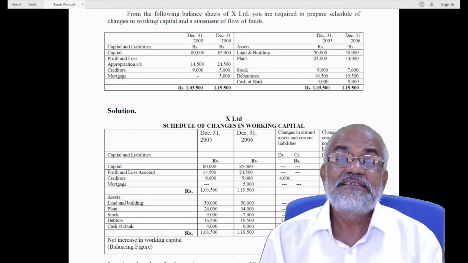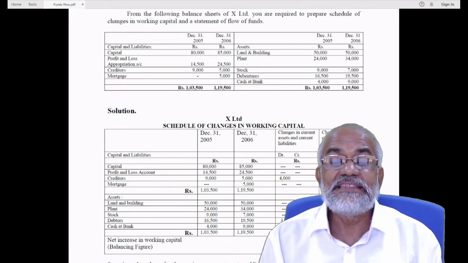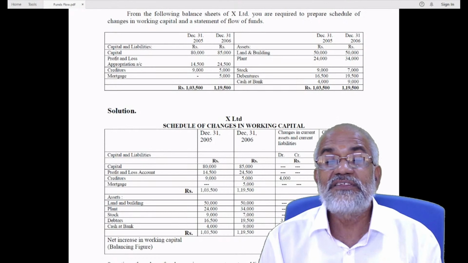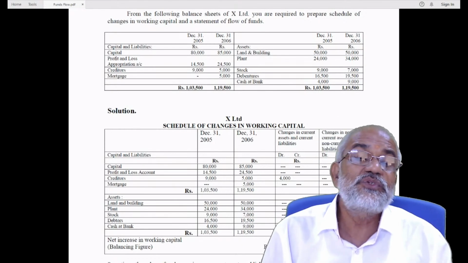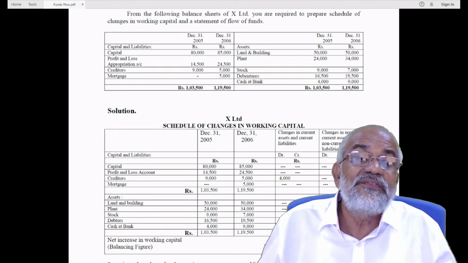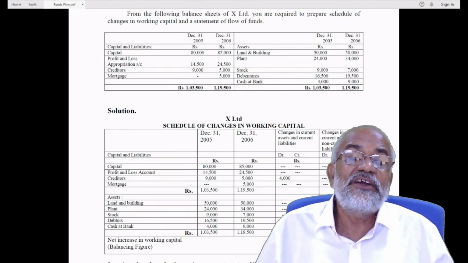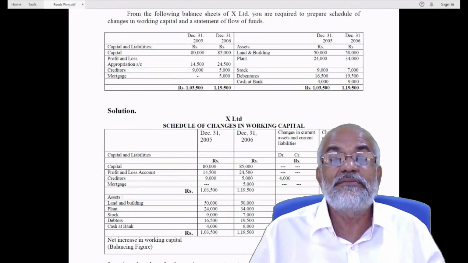Then creditors. Creditors was 9,000 at the beginning and 5,000 at the end, meaning it is decreased by 4,000 rupees. And creditors belong to which category of liability? It is obviously a current liability because it is a short-term liability.